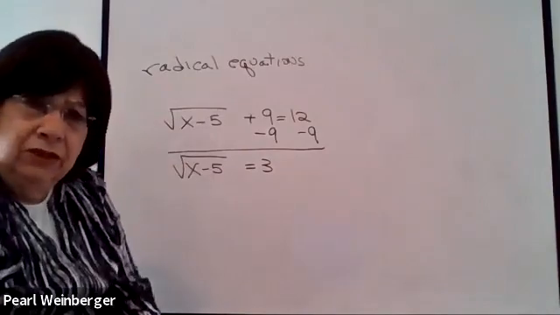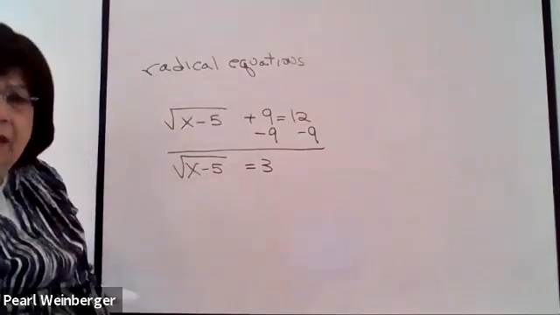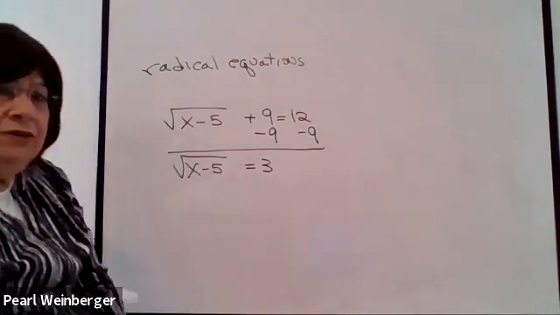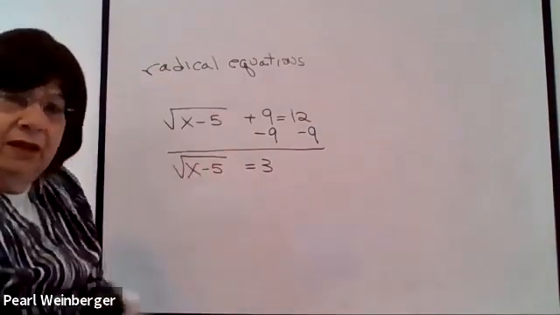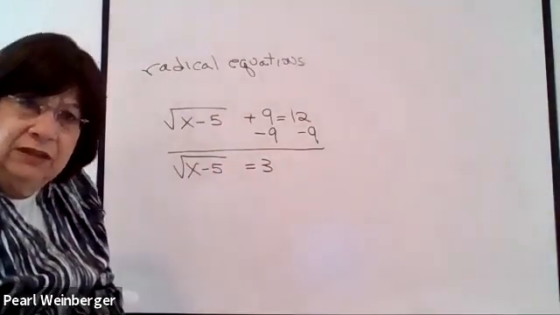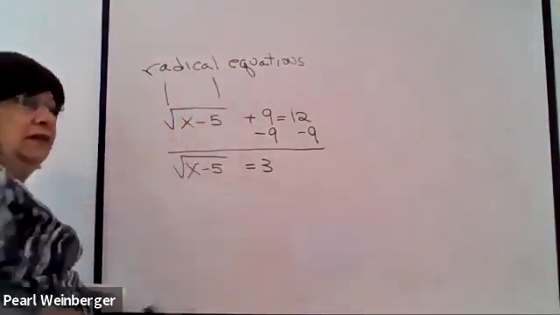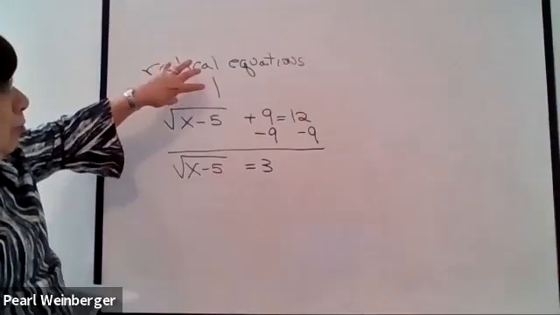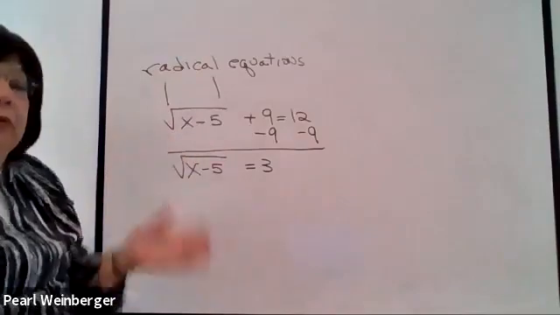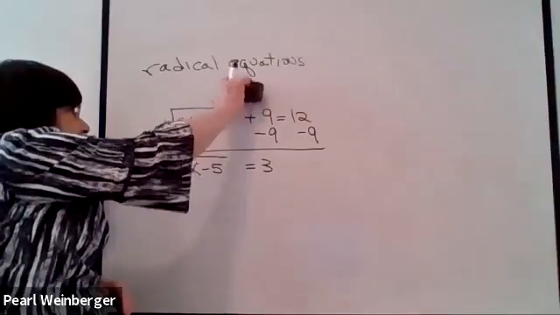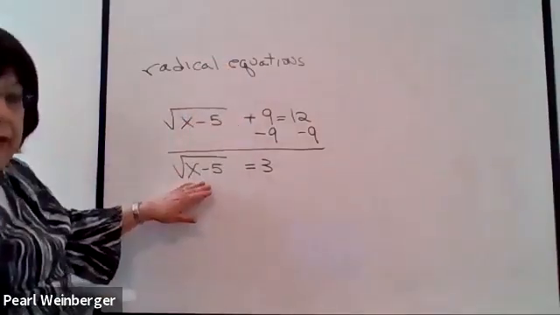Did we ever have a situation like this before, that we isolated something? Do you remember when we did absolute value equations? Those things with those 2 lines on the side? Yes. Always made sure to have that all by itself before we proceeded. So the same thing happens when you have a radical. Before you do anything, make sure you have your radical by itself.